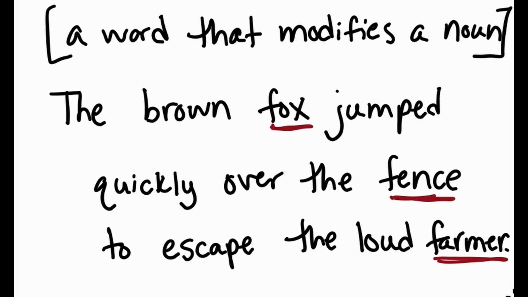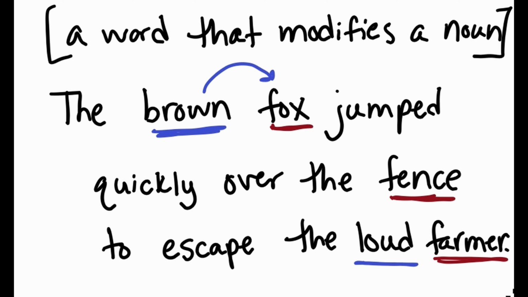So, what would the adjectives be? And I assure you, there are adjectives in this sentence. There are 2 of them. 2 adjectives. Brown and loud. Brown is modifying fox. What kind of fox? It's a brown one. It could be a white one. It could be a red one. It could be a big one. It could be a small one. It doesn't really matter. Brown fox. This is the brown fox.